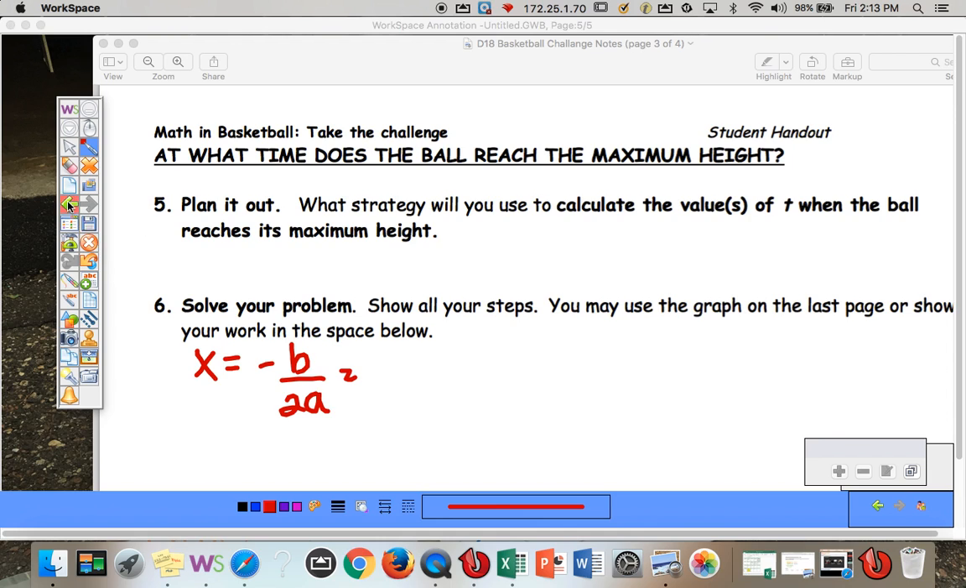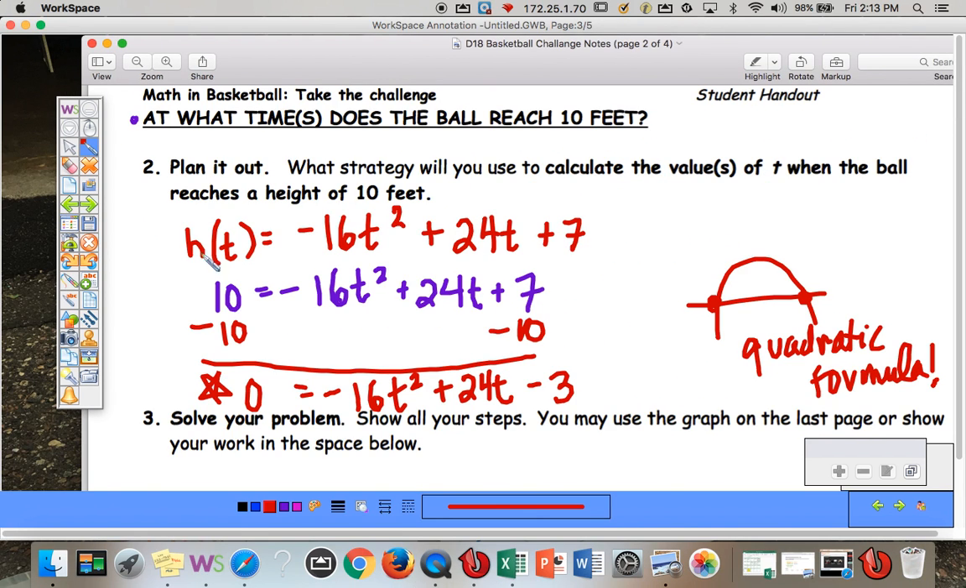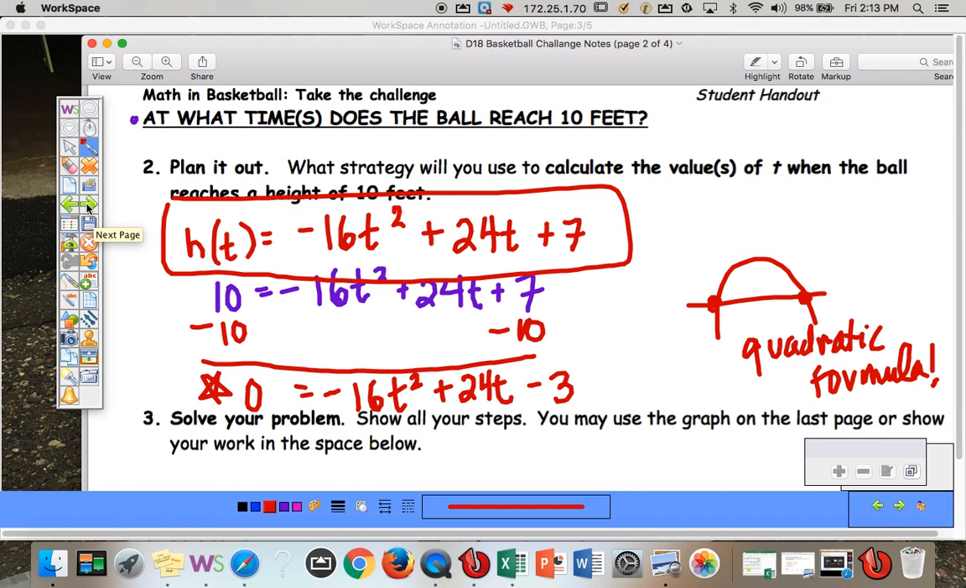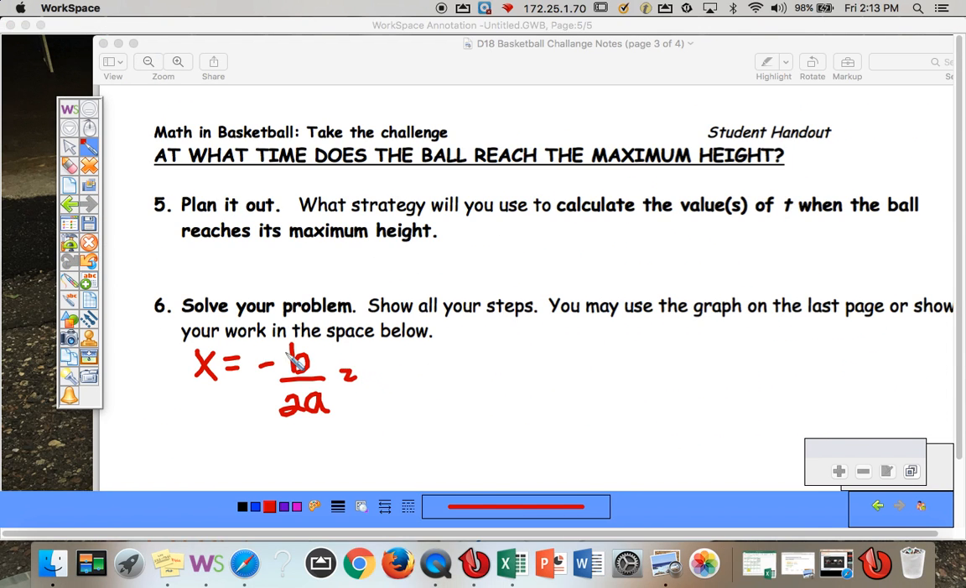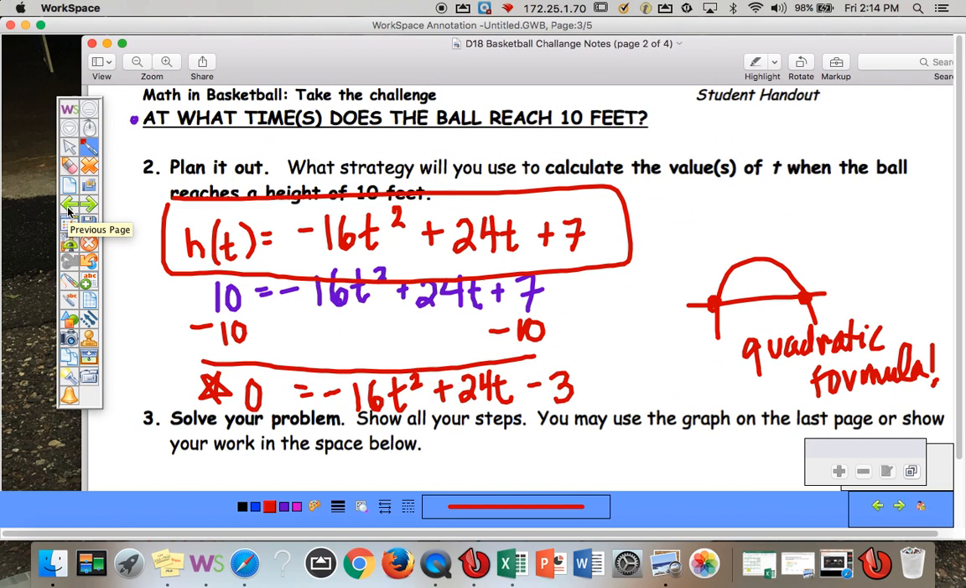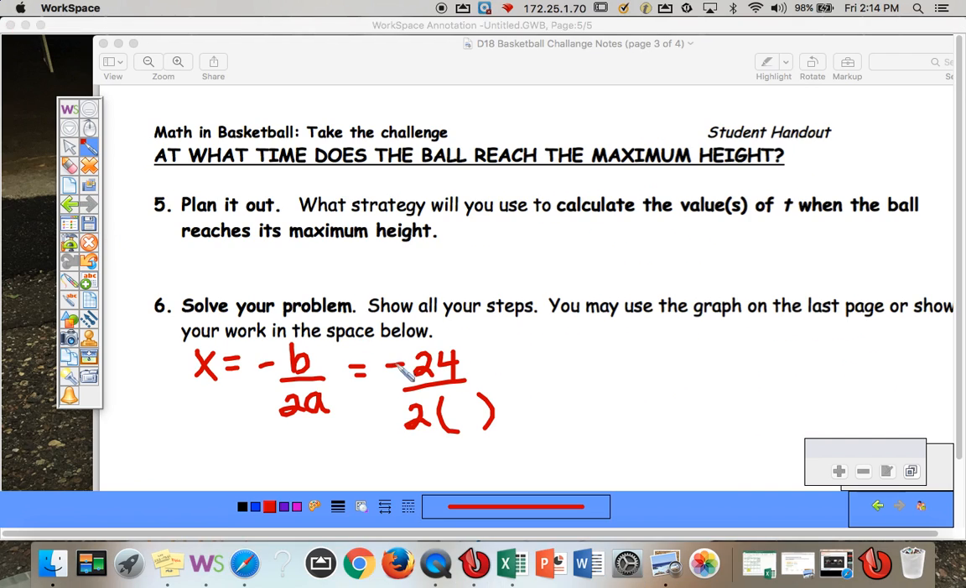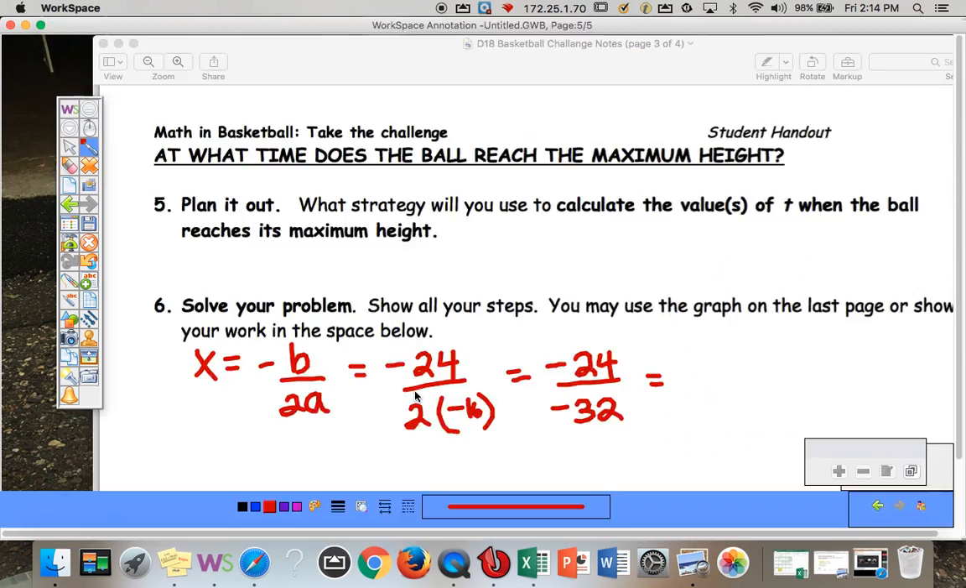So we're going to look back at the original equation here. This is the original equation. The b value is 24. So let's write that in. This equals negative 24 over 2a, and a is negative 16. So we have negative 24 over negative 32. Let's see what that equals.